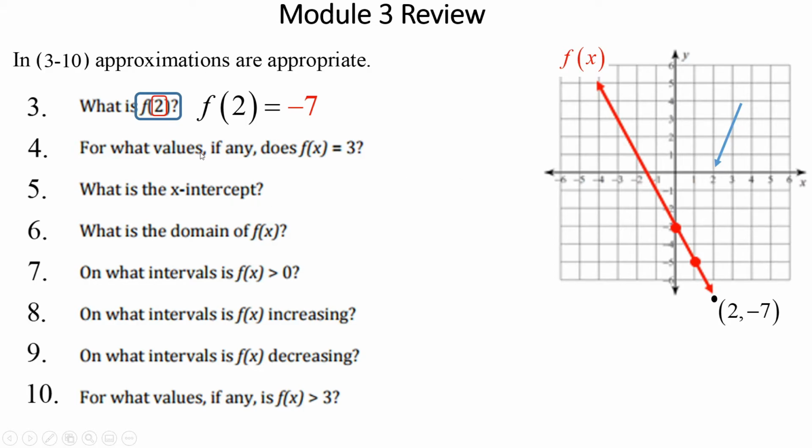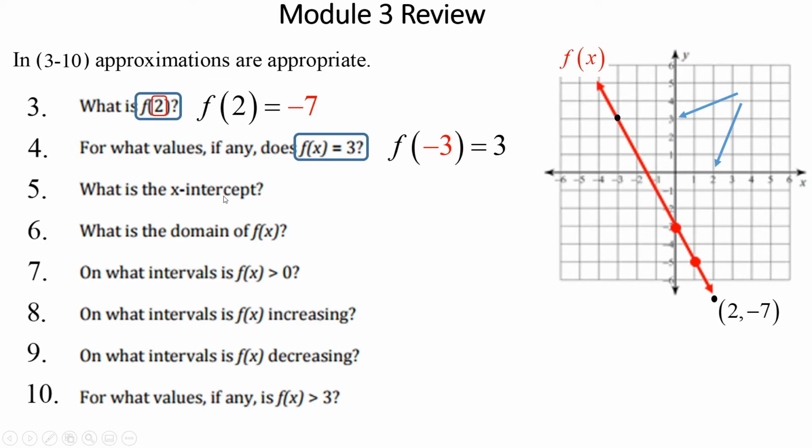For what values, if any, does f of x equal 3? So now f of x equals 3, they've given me the output of 3. So I go to my y-axis at 3, and I need to know what point on this graph has a y value or a y coordinate of 3. That point right there. So I'm looking for the x. What's the x coordinate of that point? -3. So f of -3 equals 3.